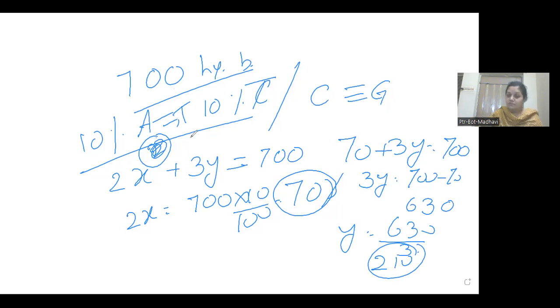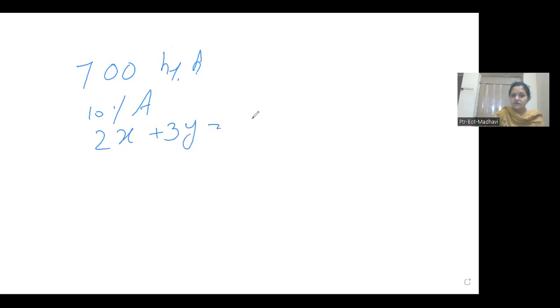So this is the simplest way. Now how to do it very fast, I am showing you. Once I clear the screen, it will be very easy. In the 700 hydrogen bonds, 10% are adenines. Adenines make the double bond, so the equation will be 2x plus 3y is equal to 700. And then 2x, how much? 700 into 10 by 100.